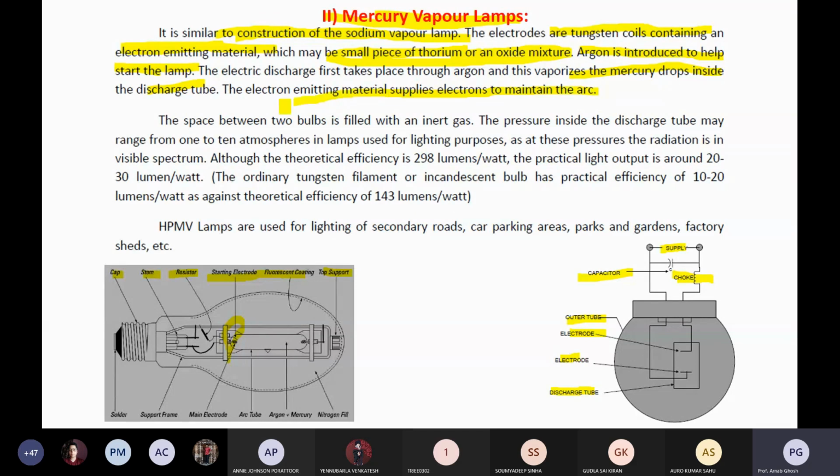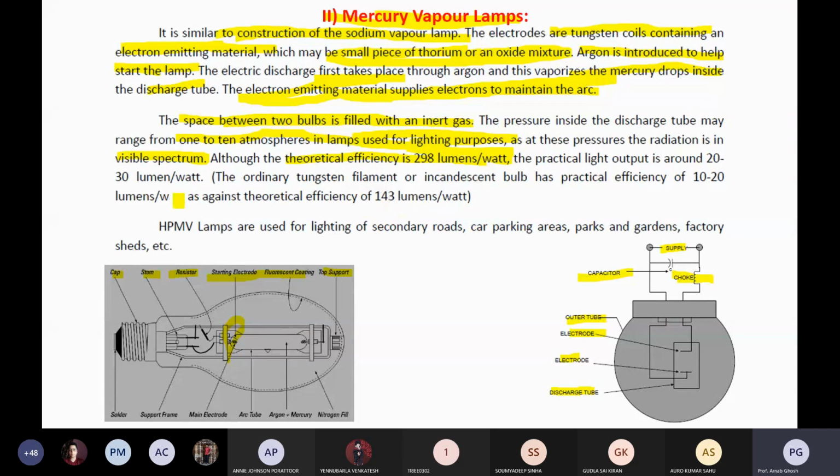So the arc will be maintained if electrons are coming there, so definitely the arc will be maintained. Okay, the space between the two bulbs is filled with an inert gas. The pressure inside the discharge tube may range from 1 to 10 atmospheres. The lamp is used for lighting purposes. So in both cases you are using it for lighting purposes. At these pressures, the radiation is in the visible spectrum. Also the theoretical efficiency is 298 lumen per watt.